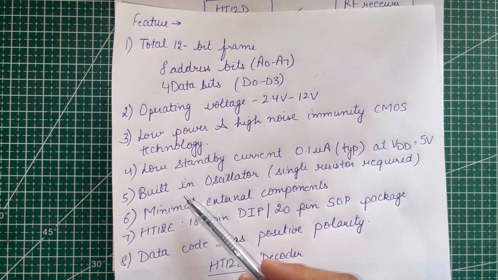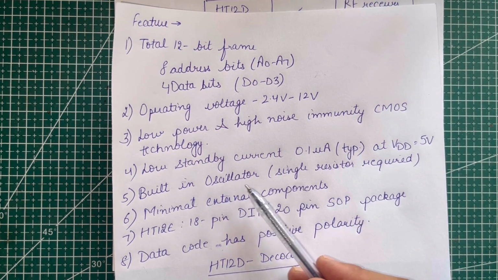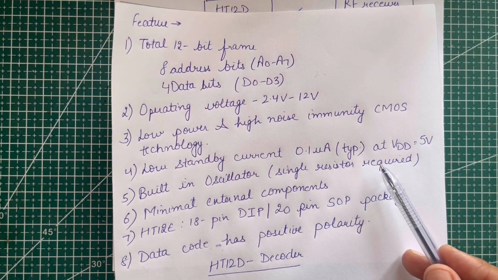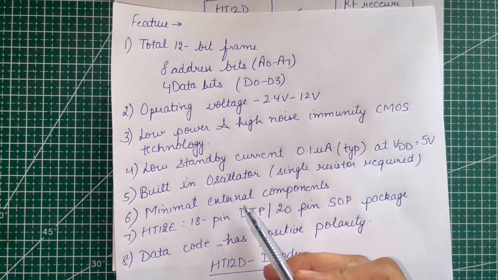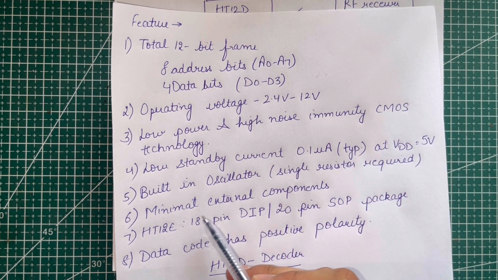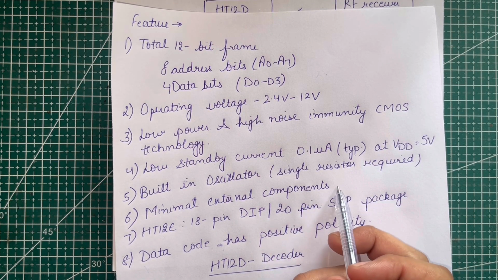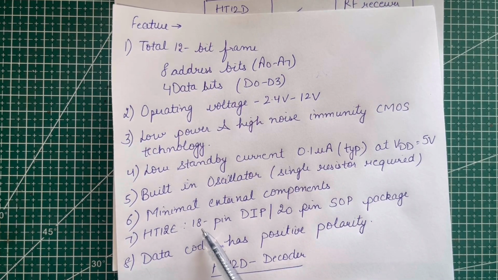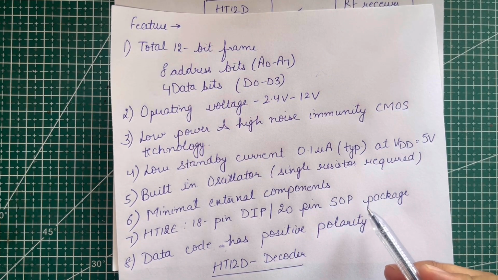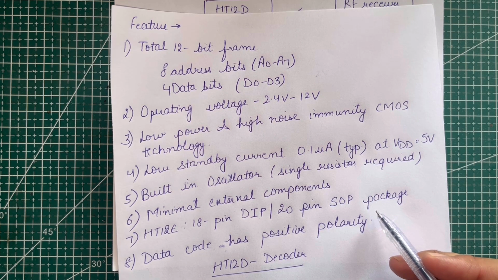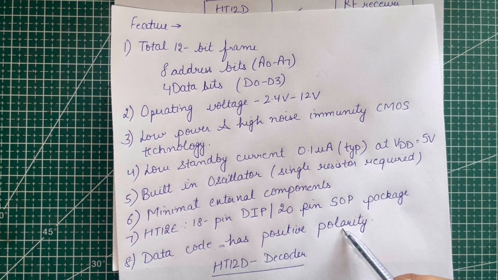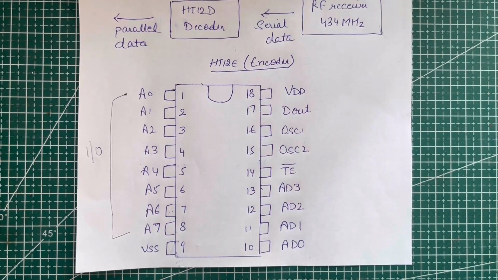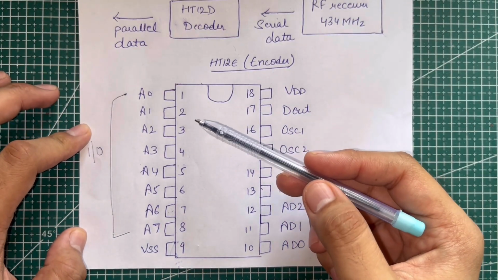The IC has an internal oscillator and only one external resistor is required to set the frequency, eliminating the need for an external clock. The circuit requires very few external components, mainly a resistor and the input switches, making it simple and cost effective. HT12E is available in 18-pin DIP and 20-pin SOP packages, suitable for both breadboard prototyping and PCB design. The output data is of positive polarity, meaning logic high represents active data, which simplifies interfacing with the RF module. Let me explain the pins of the HT12E encoder.